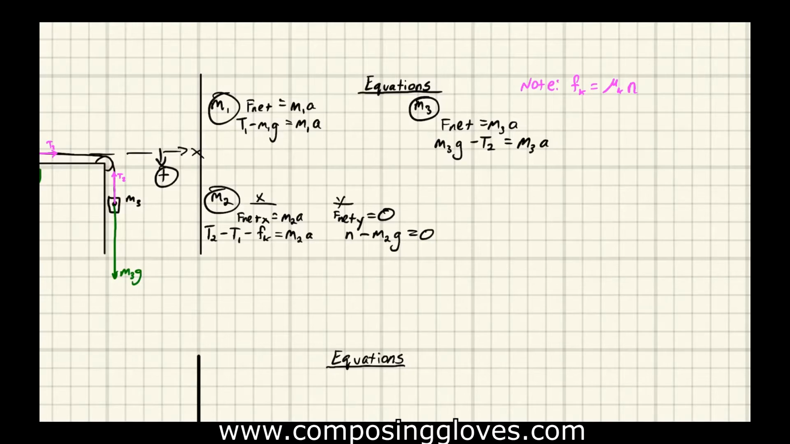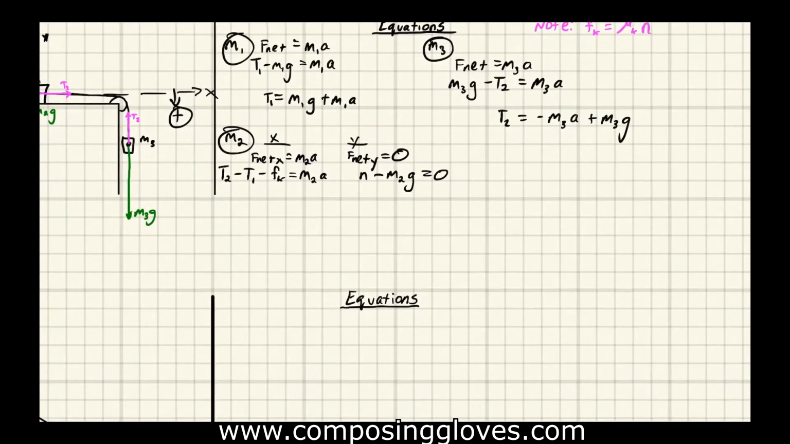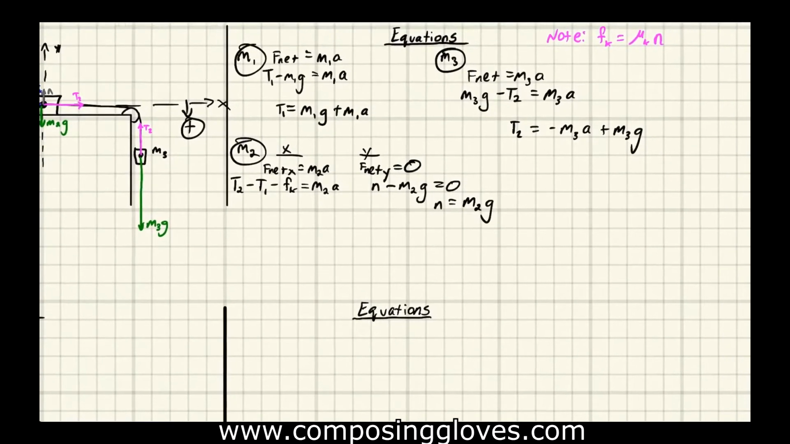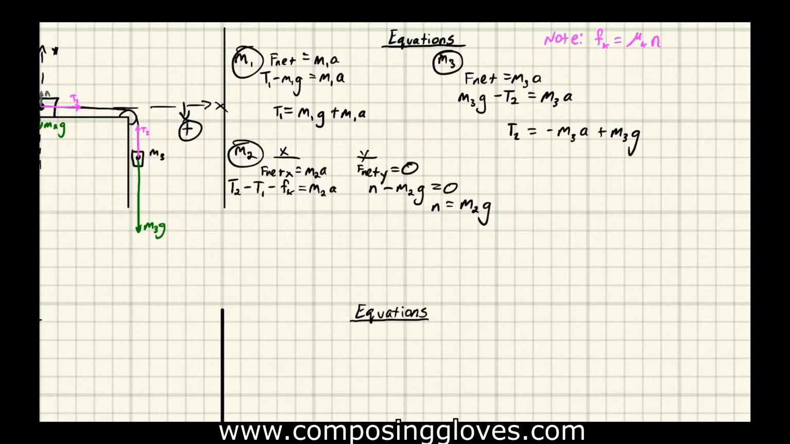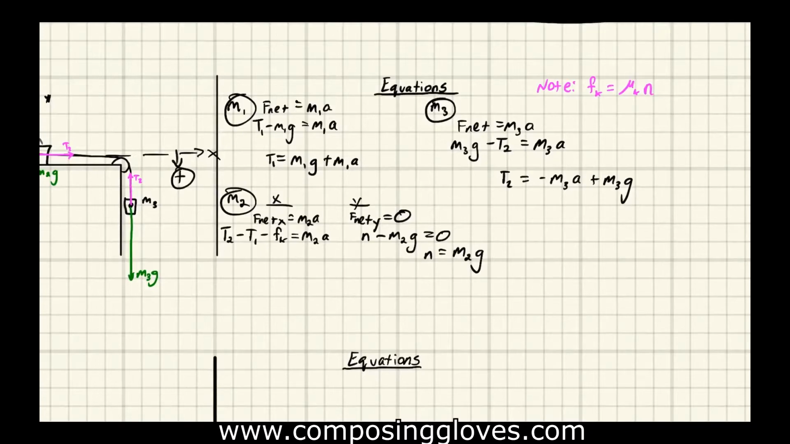So let's go ahead and solve for these. Tension 1 is equal to m1g plus m1a. I'm adding, it's commutative, so I can put them in any order I want. T2, I'm going to move this term over there and divide by the negative 1 at the same time. Hold on to your seats. That's going to be equal to negative m3a plus m3g. And then let's solve for our normal force. Our normal force is equal to m2g because we just move it over. So, okay, we've got everything we need. Remember that friction is just mu sub k times n. So when I substitute in for friction, I'm going to use this definition and just replace n with this.